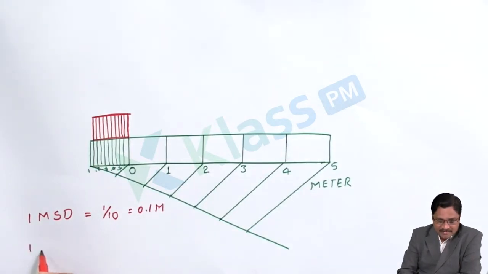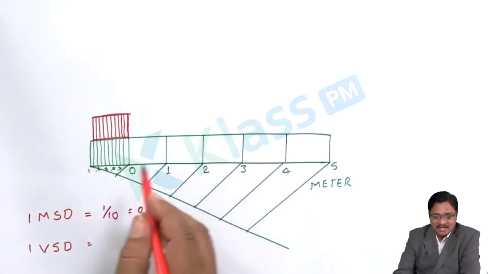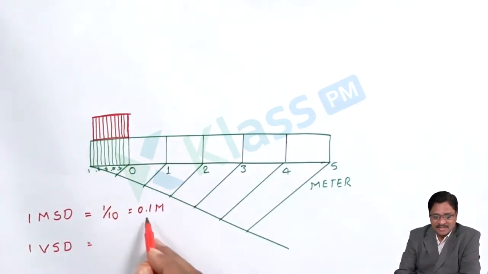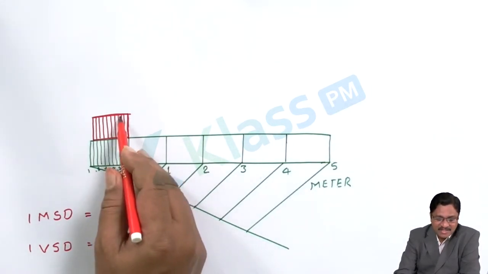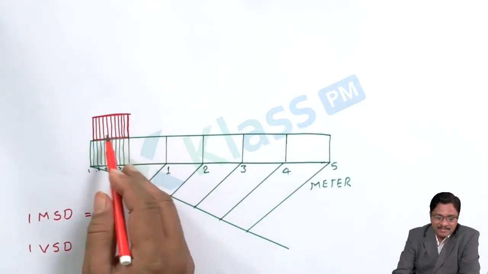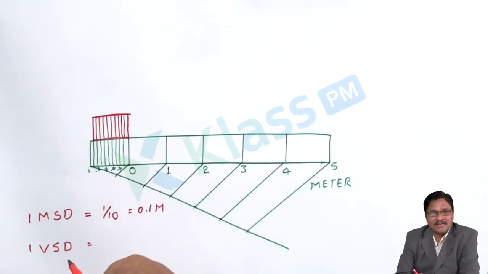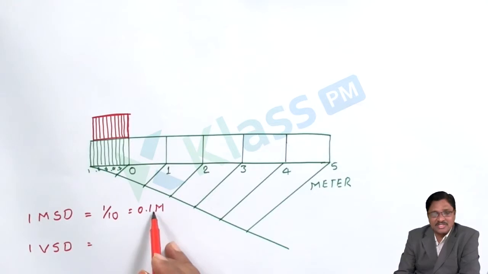Next you have to calculate the value of 1 VSD. VSD means Vernier scale division, MSD means main scale division. The each division of the main scale has a value of 0.1 meter. Similarly, you have to find the value of 1 division on the Vernier scale. That can be written as 1 VSD, which is nothing but Vernier scale division. How can it be calculated? We take length by number of divisions. For the main scale, the length is 1, number of divisions 10, so I am getting 0.1.